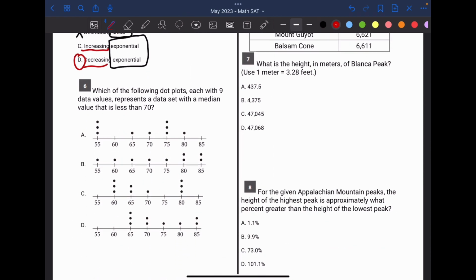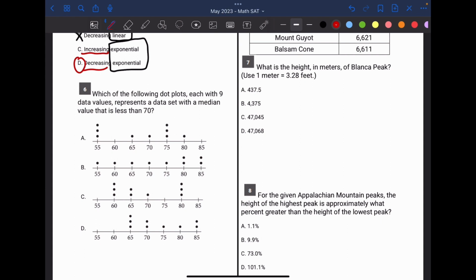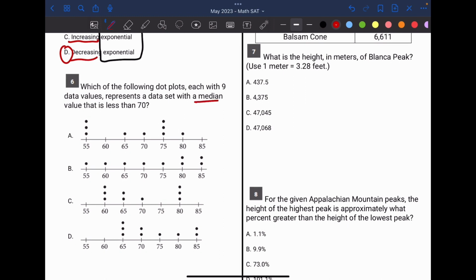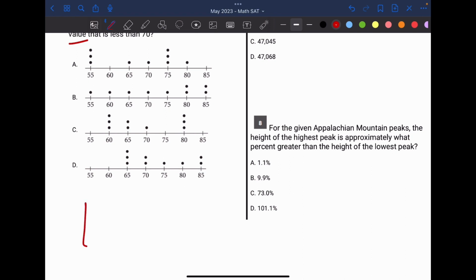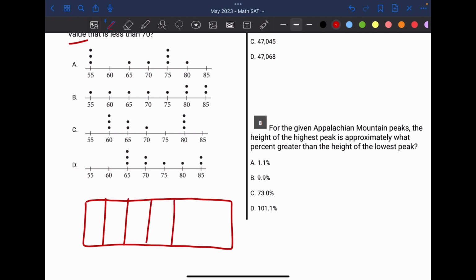Question number 6, which of the following dot plots, each with 9 data values, represents a data set with a median value that is less than 70? So if you want to find the median value, first we have to know that to find the median, if you have a few points, you would start cutting numbers off from the left and right. So for example, let's say I had numbers here. I'm going to kind of split this like that. And then you want to find the median.